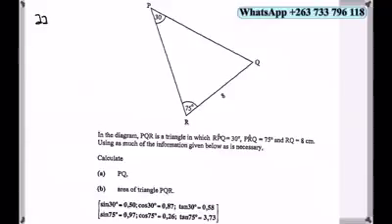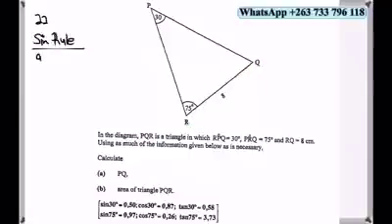Then on number 22, in the diagram, PQR is a triangle in which angle RPQ is equal to 30 degrees, angle PRQ is equal to 75 degrees. So this 75 is here, this 30, and RQ is 8. Using as much of the information given as is necessary, calculate PQ. So PQ is a side, so we can use the sine rule since we are given 2 angles and one side. So 8 is opposite to sine of 30, then PQ is opposite to sine of 75.